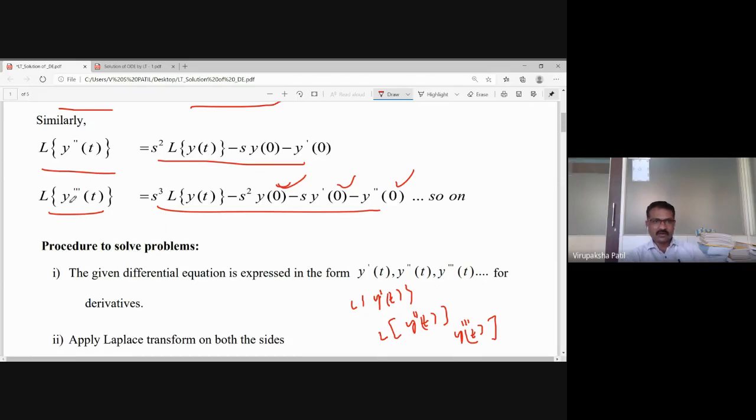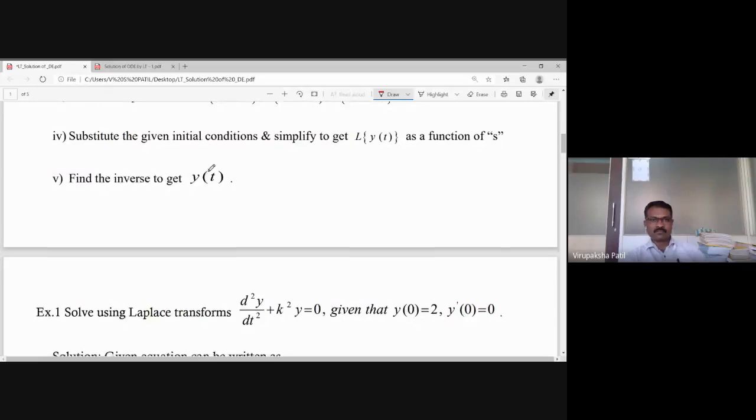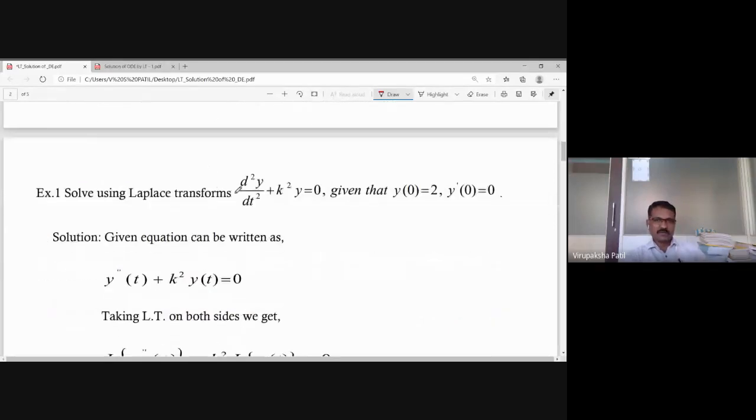Then the Laplace transform of the third order derivative, y triple dash, is s cube into L of y of t minus s square into y at t equal to 0, minus s into y dash at t equal to 0, minus y double dash at t equal to 0. All the other terms will be with the negative sign, only the first term will be with the positive sign. If you remember those three things, now we'll take some examples for understanding purposes, which are very important also.